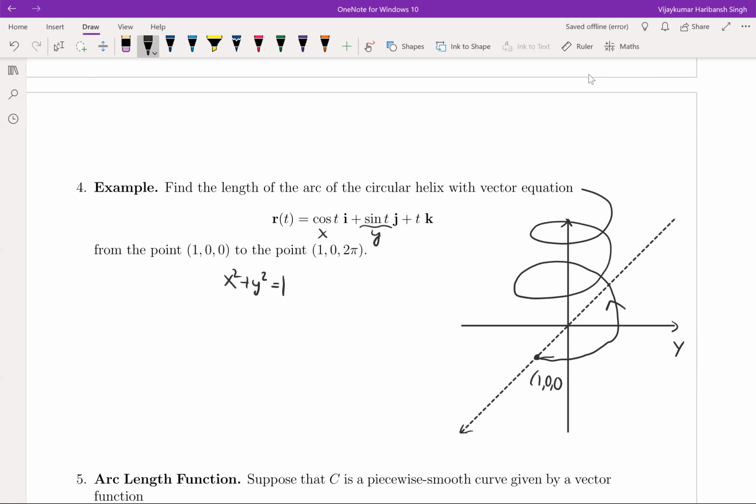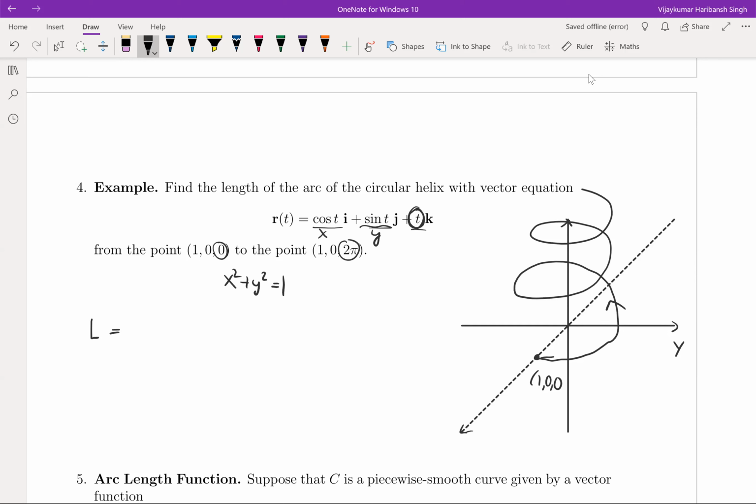However, we need to find the length of the arc. So the length of the arc is L. Now where is my t changing from? Let's see, how can we get t from here? We see that the third variable, the z variable, indicates t. So you see that t is changing from 0 to 2 pi, right?